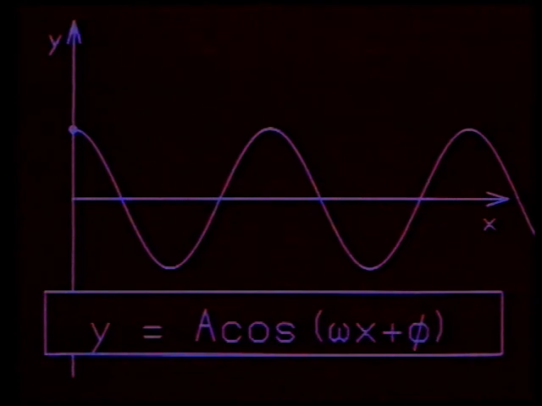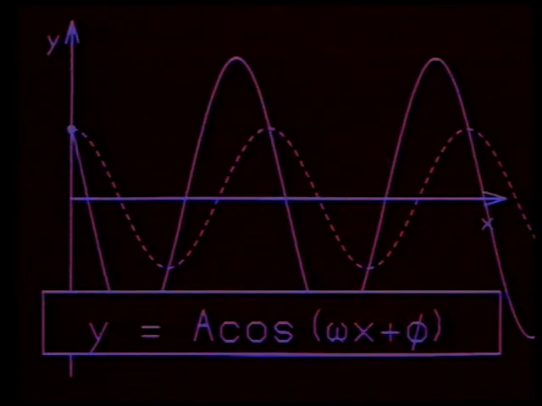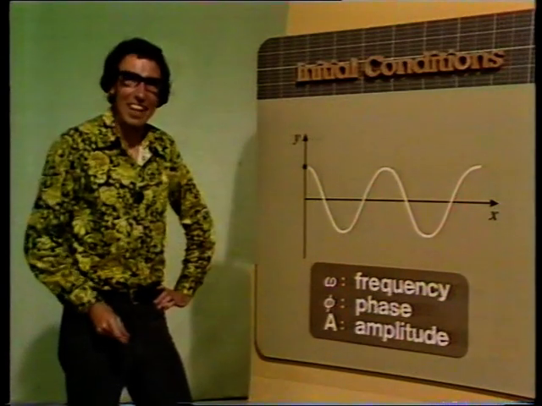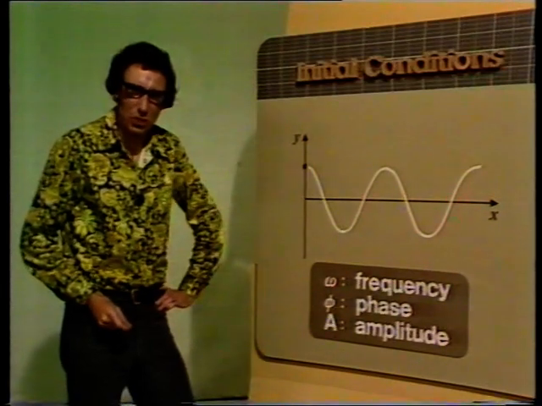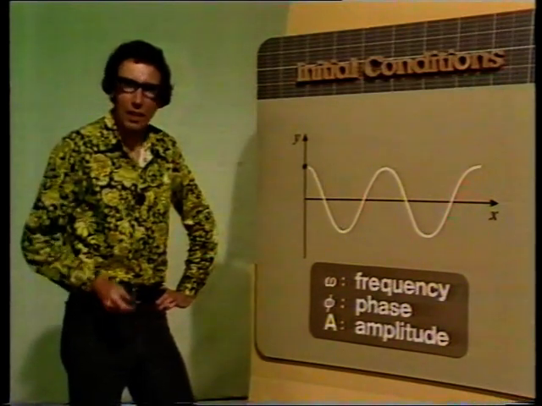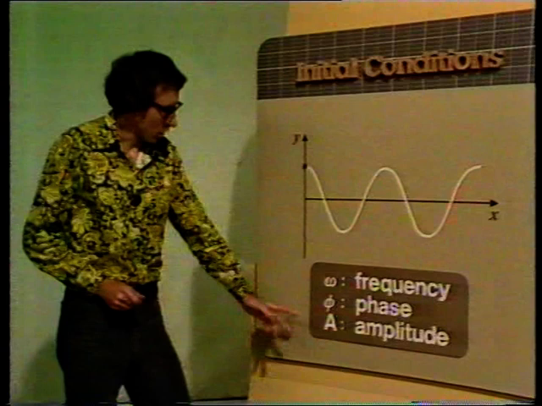Here's one solution satisfying that condition. And here's another with different values of a and phi. So there are other solutions with y equal to 1 when x is 0. So one condition does not pick out a single solution of the differential equation. It doesn't fix values for a and phi.